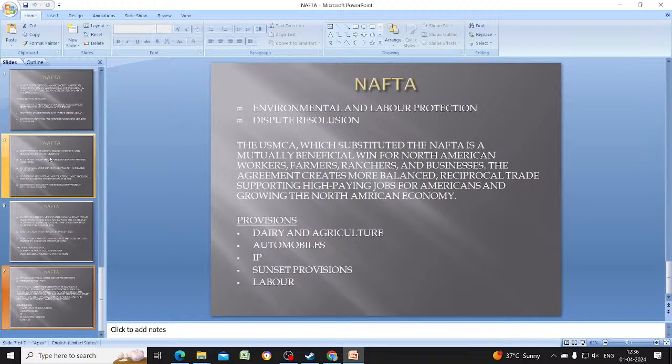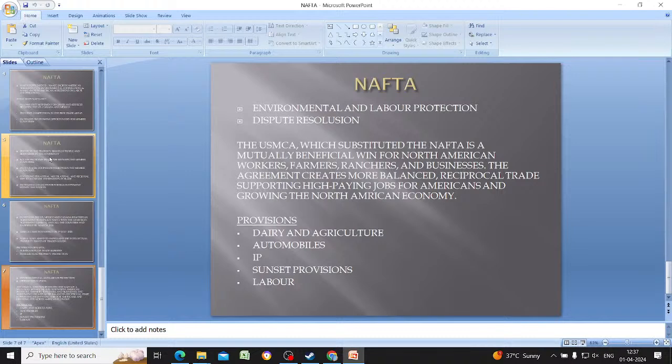The provisions regarding the USMCA are dairy and agriculture, that is, they give more importance to encouraging agriculture and dairy products, provisions for automobile manufacturing, then intellectual property, then sunset provisions and labor. Sunset provisions, I had never heard of them. These are measures in a law, regulation, or act, where the law will cease to have effect after a certain date. After this date, the law becomes inoperative unless it has been extended by legislative power. That measure is called a sunset provision.